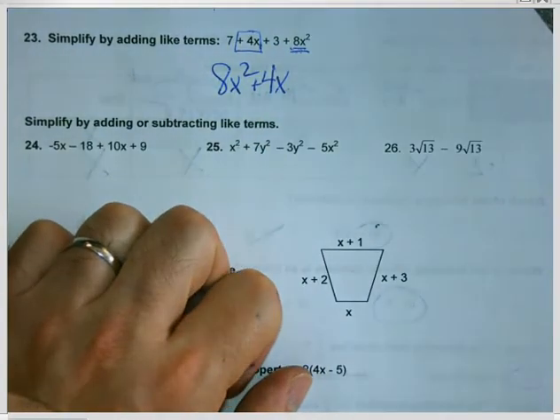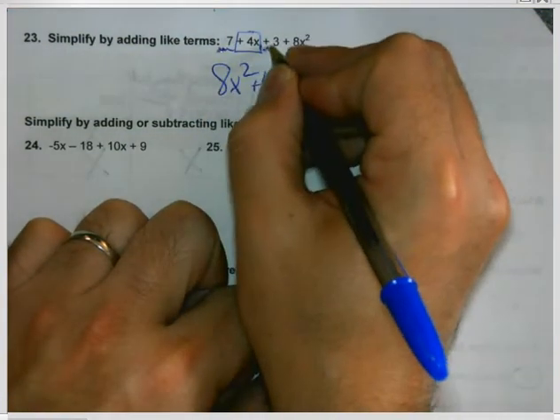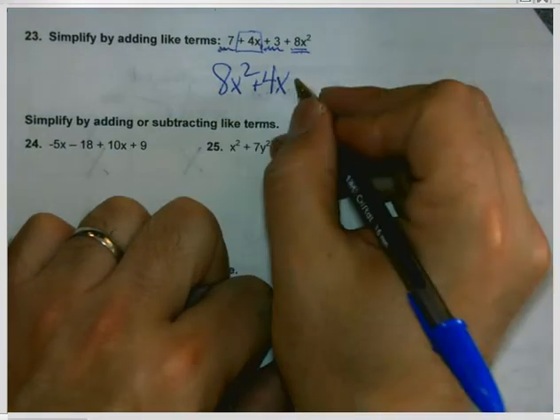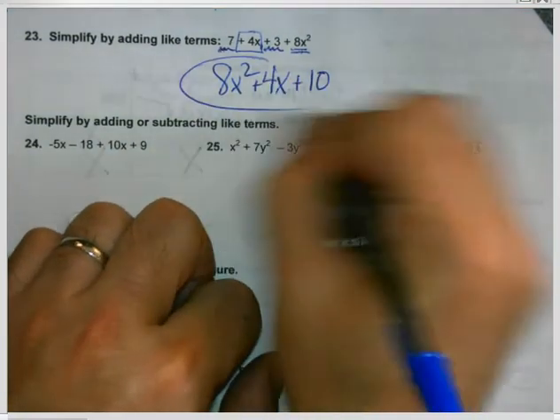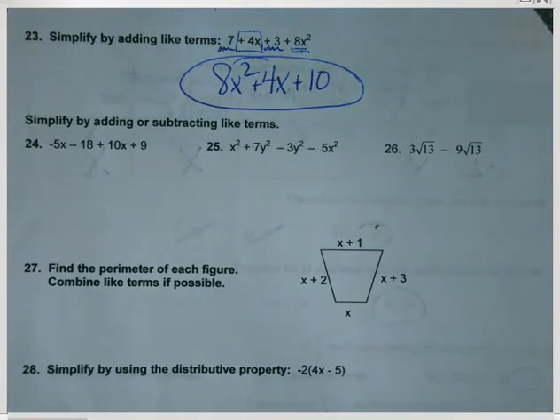But then, when I get to what's left over now, 7 and 3, those are just numbers. I can put those together. So what's 7 plus 3? 10. And I'm done. I can't go further. I can't make this like 22x to the third or something like that. I can only put together things that are alike, then I gotta leave it alone.